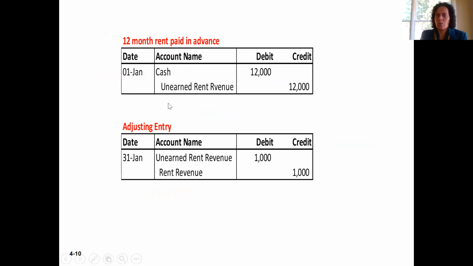Okay? So one more thing for us to note. In each adjusting entry, we need to have at least one income statement account, revenue is an income statement account, and one balance sheet account. Unearned rent revenue is a liability. So at least one income statement, at least one balance sheet account is affected in the adjusting entry.